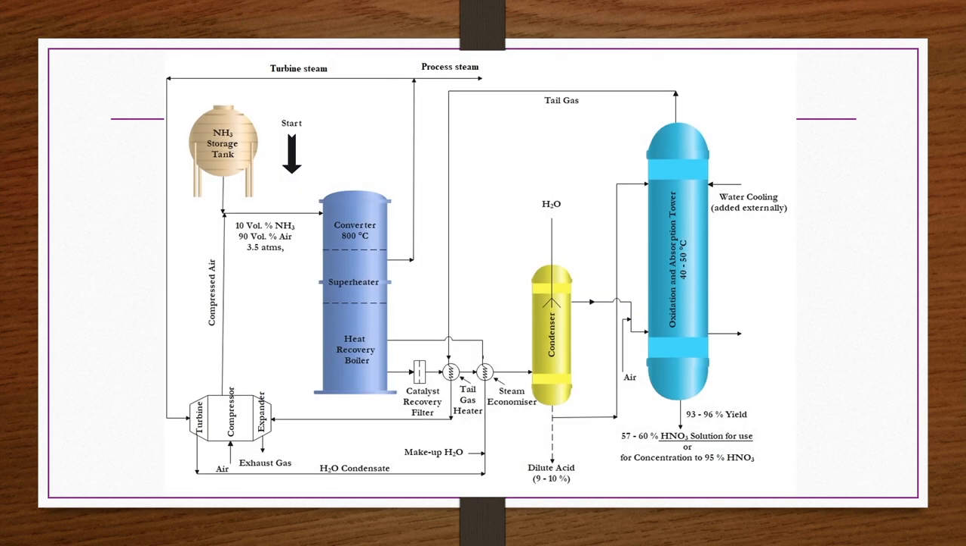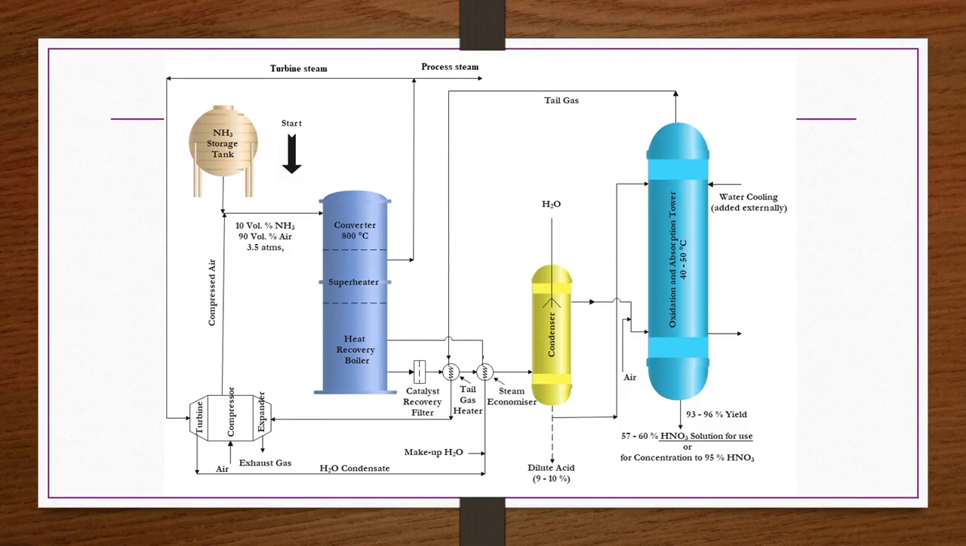Okay. Now we see the flowchart for nitric acid production from the ammonia oxidation process. Here what do we have? We have anhydrous ammonia, and we have compressed air. These are mixed together at what volume ratios? They are mixed at 10 volume percent ammonia and 90 volume percent air at 3.5 atmospheres. This is the pressure requirement.